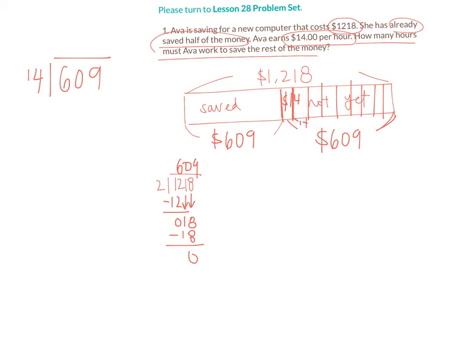Okay. Can I divide 6 by 14? No, so I have to think of it as 60 whats? 60 tens. Okay. 14 is pretty close to 15, so let's skip count by 15. Ready? Go. 15, 30, 45, 60.